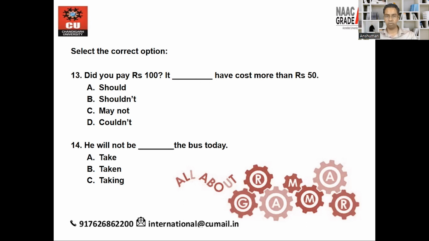If we see question number 14, he will not be dash the bus today. So take, taken, taking. So here we can see he will not be taking the bus today because here it is future continuous tense, which is talking about the future, and we will always be using will be plus ing. So the correct option is option number 4.